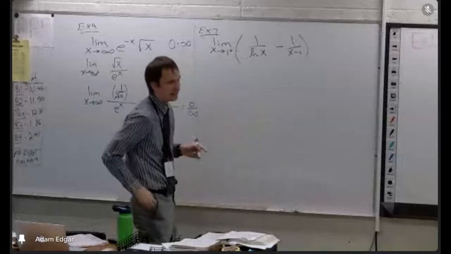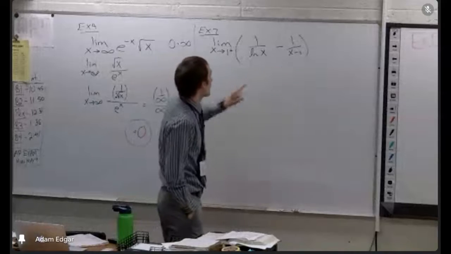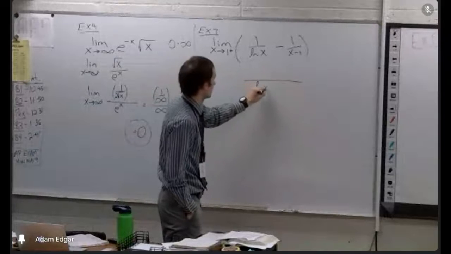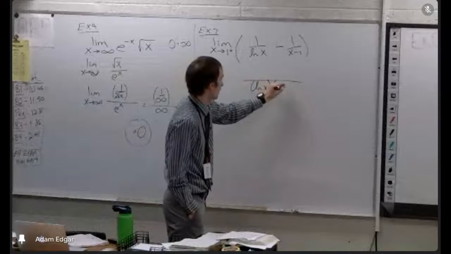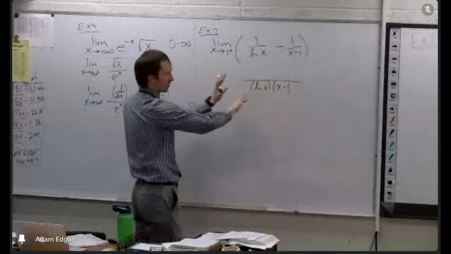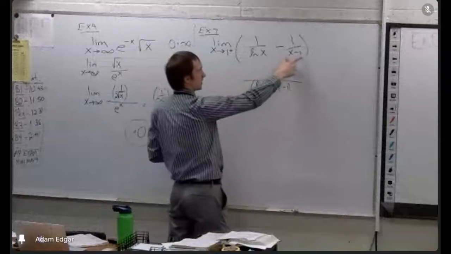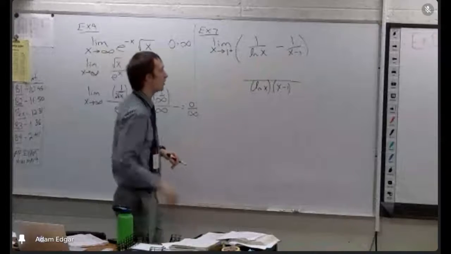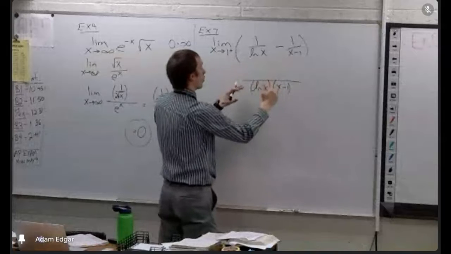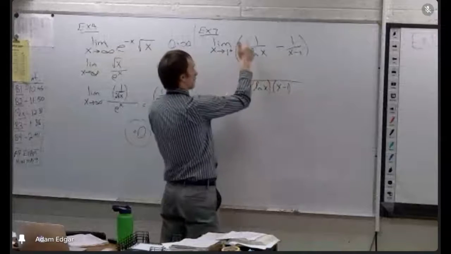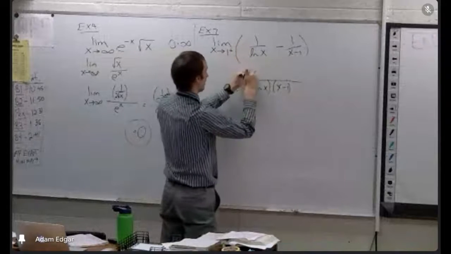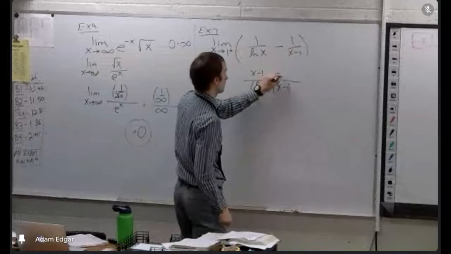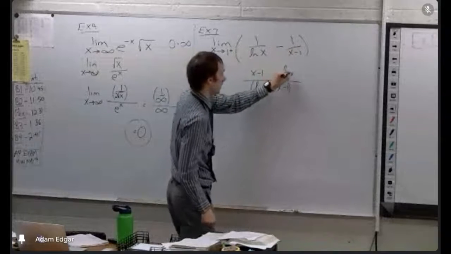Sure. So what's our common denominator going to be? ln of x times x minus 1. Set them apart from each other with parentheses so there's no confusion of accidentally sneaking x minus 1 into the natural log. And when you get that common denominator, what's the numerator of the first fraction going to have to be? And what's the numerator of the second fraction have to be? Negative ln of x.